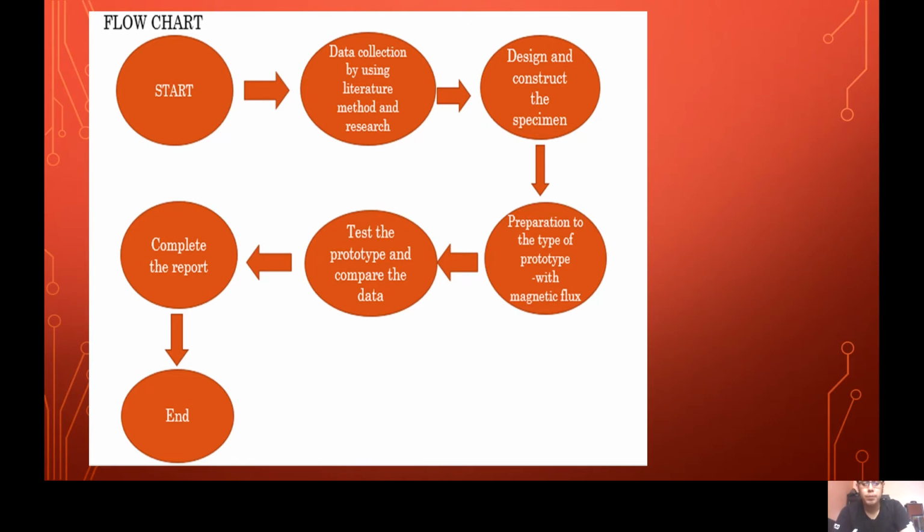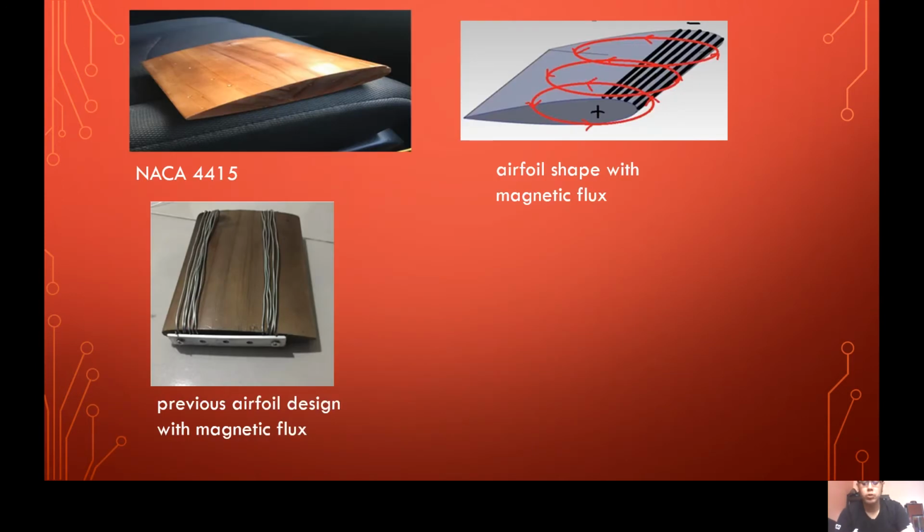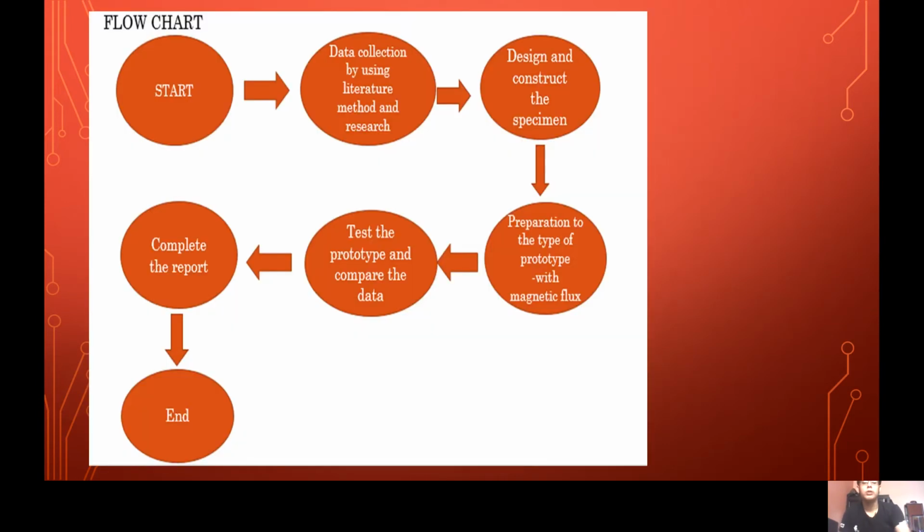For the preparation of the prototype with magnetic flux, copper wire is arranged on top of the airfoil. Let me show you the picture. As you can see, the picture is an airfoil shape with magnetic flux that had been done by Zaim, the previous student who worked on this project. So let me turn back to the flowchart.